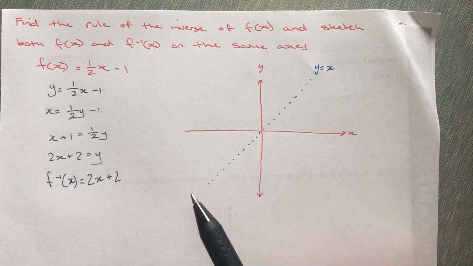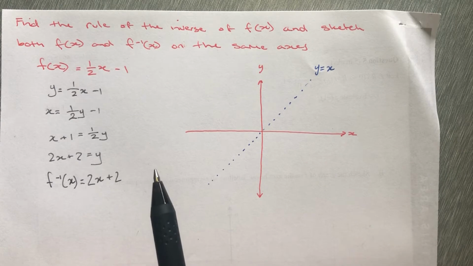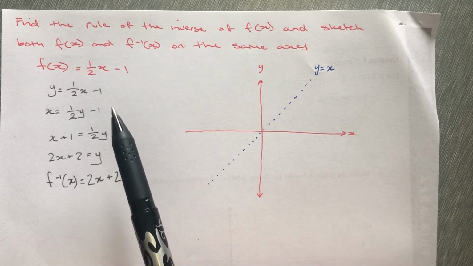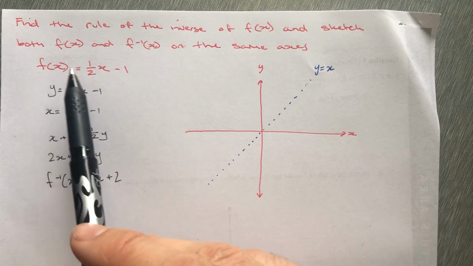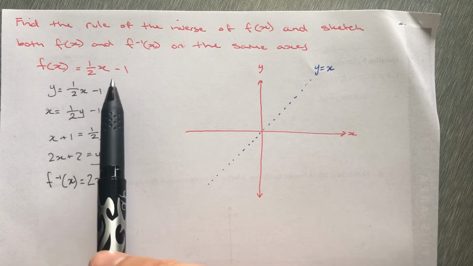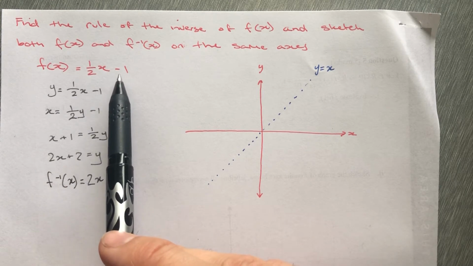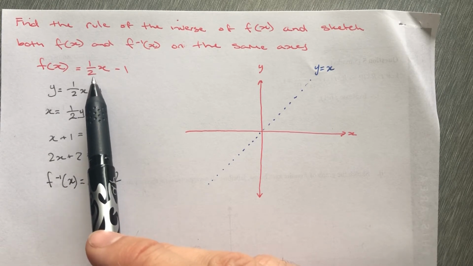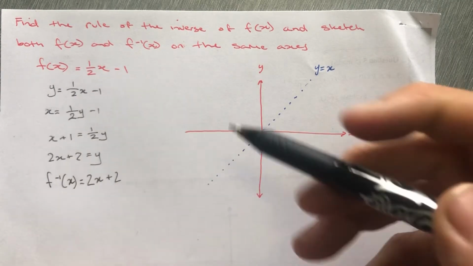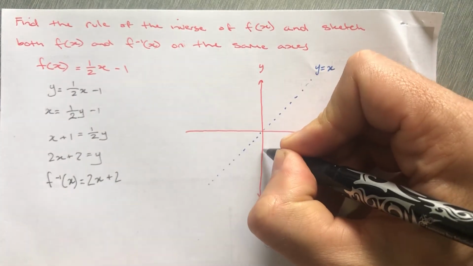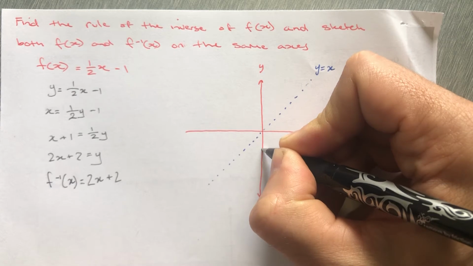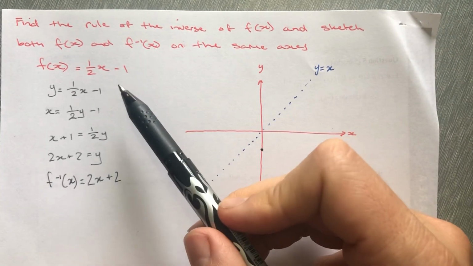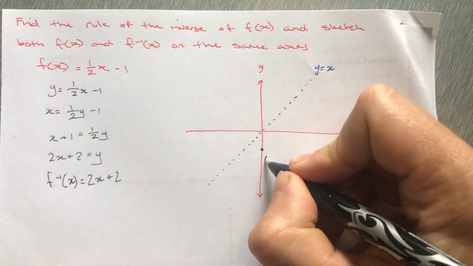Alright, now let's just worry about sketching that original function first. So let's just try to sketch this. This is telling us that our y-intercept is at -1, and we've got a gradient of 1/2. So I'll put that y-intercept in first. Let's just say it's here. And I'll label it as well.